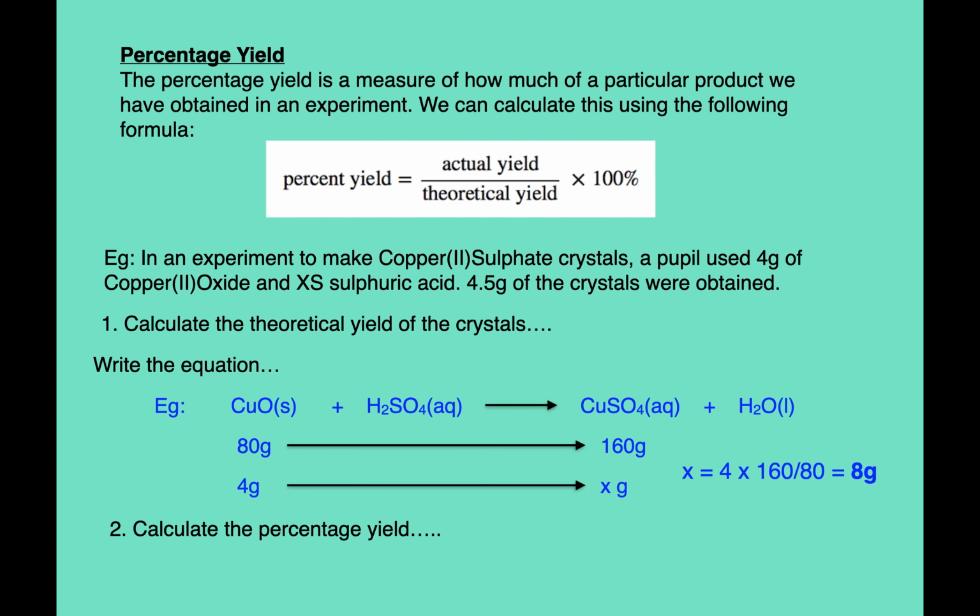We'll do the calculation, percentage yield. It's 4.5, the actual yield, divided by the theoretical yield times 100, 56.25%. Okay, that's percentage yield.